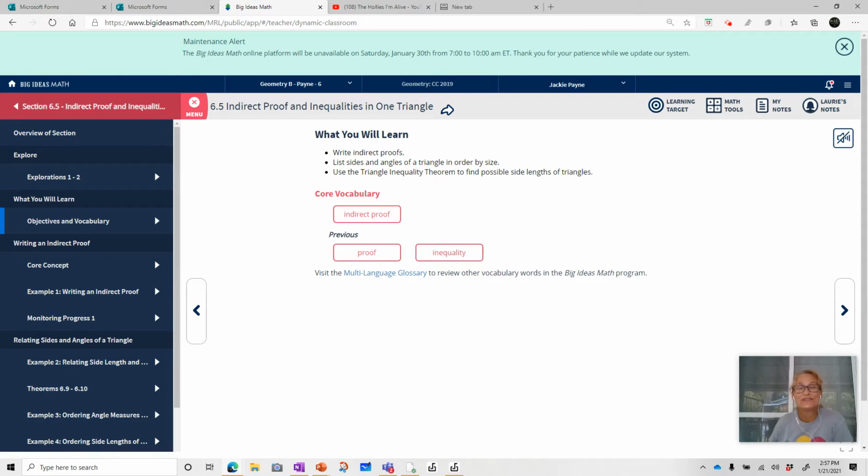Hi, geometry scholars. We're moving on to section 6.5. This is chapter 6. Today's topic is called Indirect Proof and Inequalities in One Triangle.